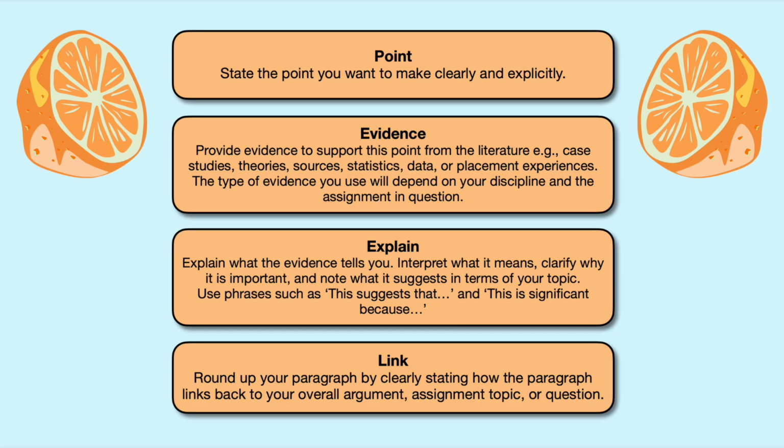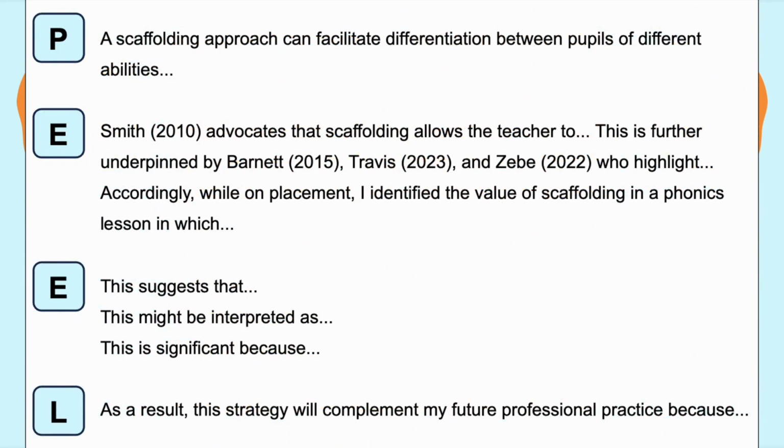And here are some examples. Okay, this is a nuts and bolts example, so it's not quite finished. We've got a point: scaffolding can facilitate differentiation between pupils of different abilities. Then we've gone to the literature. Firstly, we've got Smith, who's advocating for scaffolding.